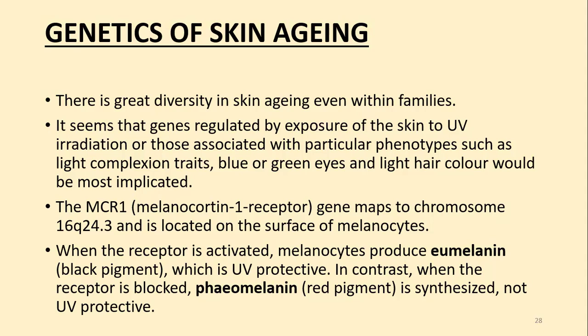One of the most popular genes implicated is MC1R, the melanocortin 1 receptor gene, which maps on chromosome 16. Sorry, the receptor is located on the surface of melanocytes. When the receptor is activated, the melanocyte produces eumelanin, which is the black pigment, and it is UV protective. In contrast, when the receptor is blocked, pheomelanin is generated on sun exposure, which is not UV protective.